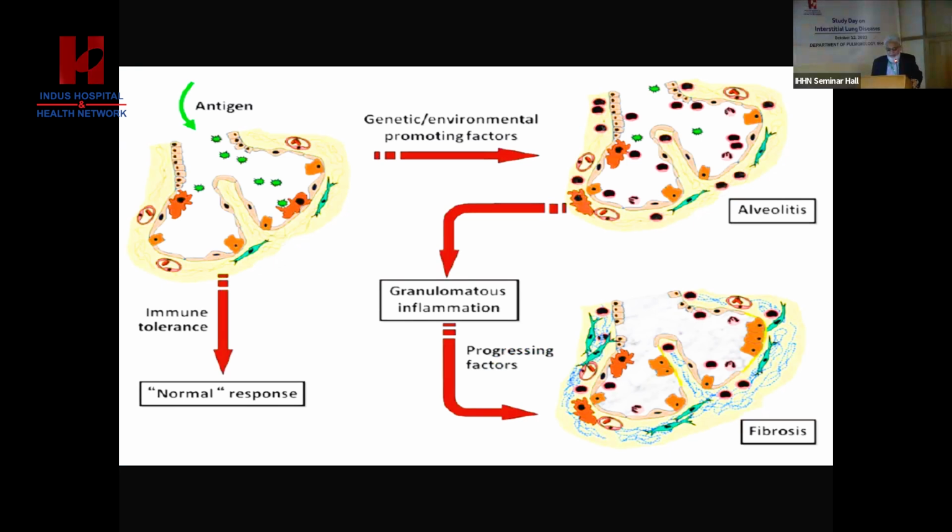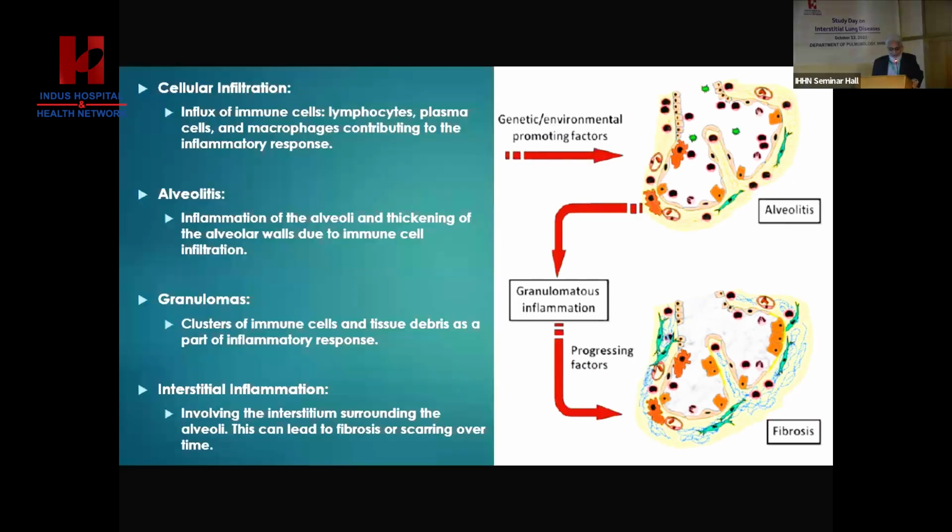The right side of the slide depicts the quote unquote normal response where the immune tolerance lets it go. But on the other side, where genetic and environmental promoting factors come into play, the story is different. A massive influx of immune cells, lymphocytes, plasma cells, and macrophages, contributes to a massive inflammatory response. Then there is inflammation of the alveolar walls because of this immune cell infiltration, and it is a granulomatous inflammation in HP. So we have clumps of immune cells and tissue debris. Then around the alveoli, the interstitium is also involved, and the interstitial inflammation in the course of time may lead to fibrosis and scarring.